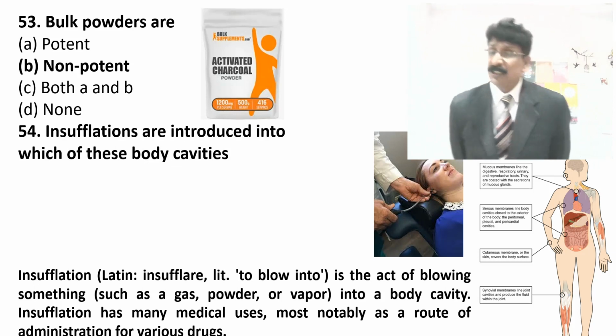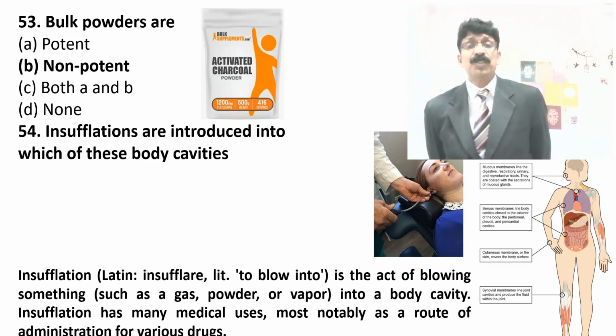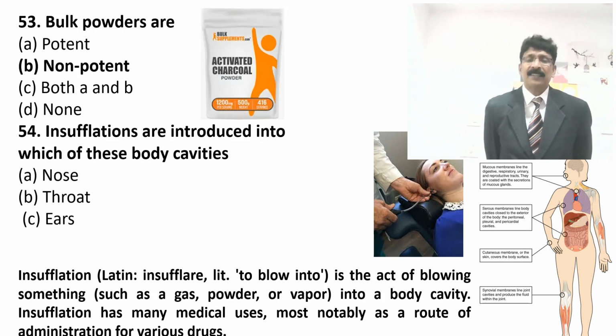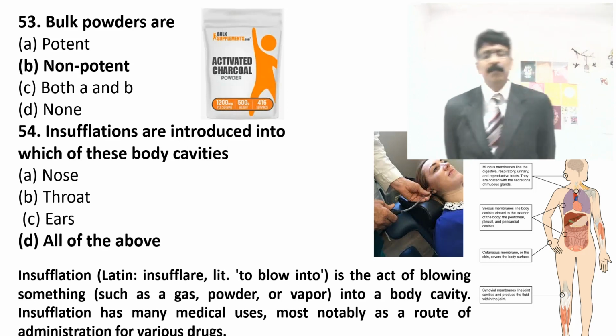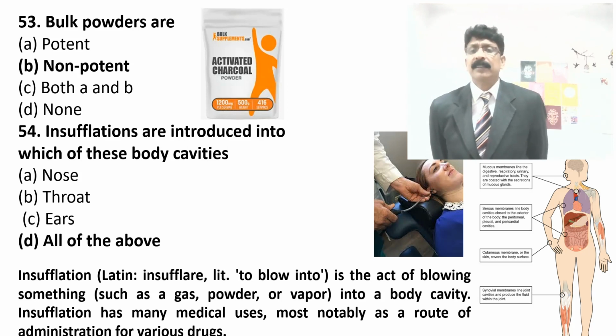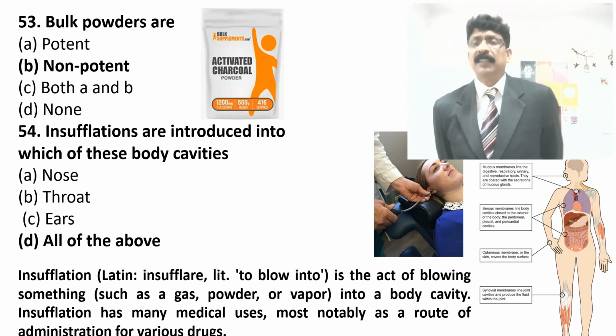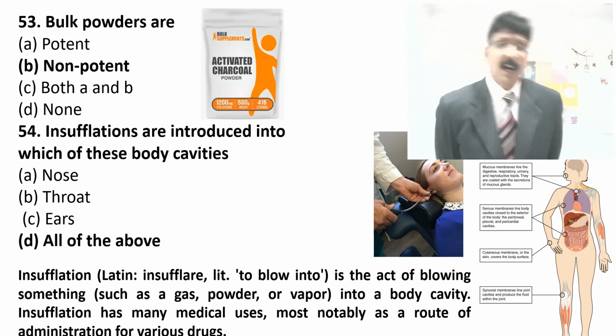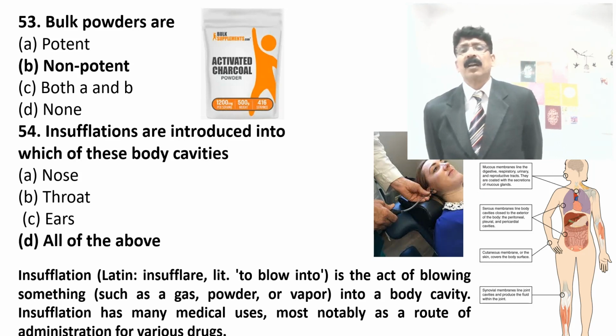Question 54. Insufflations, the student should remember, are introduced into which of these body cavities? Nose, yes. Throat, yes. Ears, yes. All of the above. Not only there, many other parts are also possible: knee, hand, and even large intestine, small intestine, lungs. Why not even through the vagina or by means of the rectum? There are many.